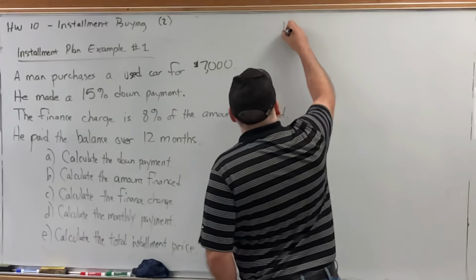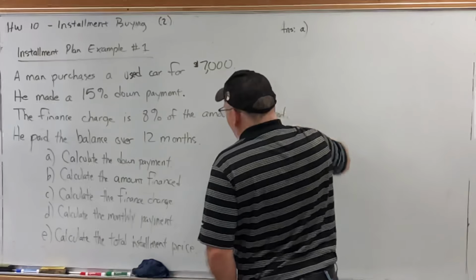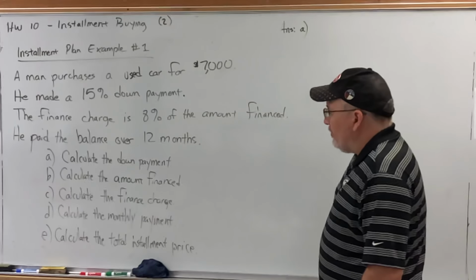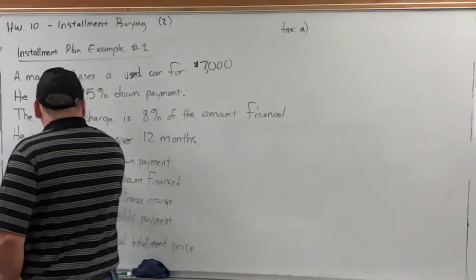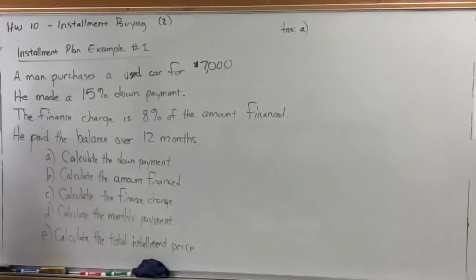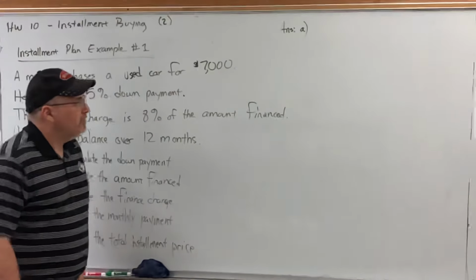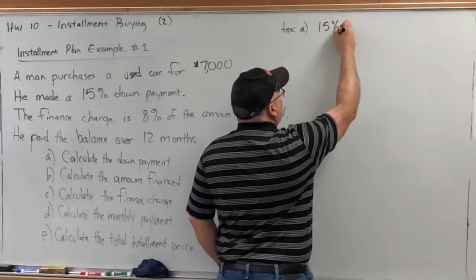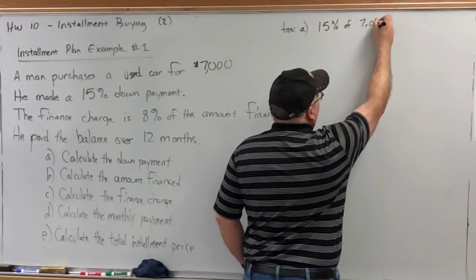For example, on part A, we want to calculate the down payment. What do we know about the down payment? It's 15%. 15% of what? 15% of the purchase price. So all we have to do is figure out 15% of 7,000.